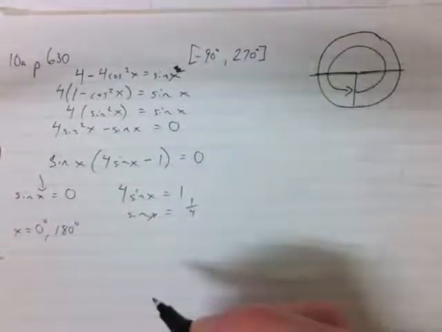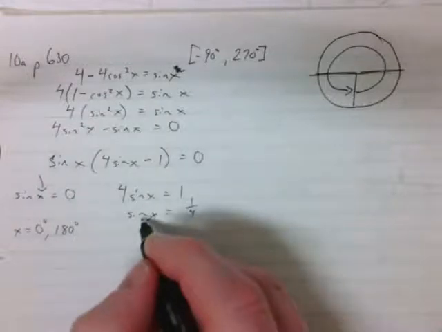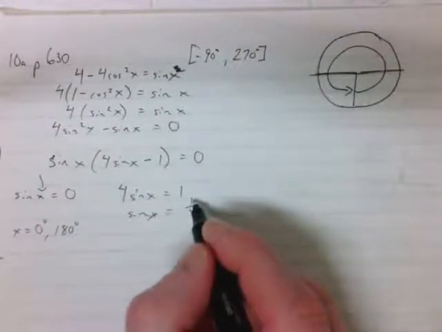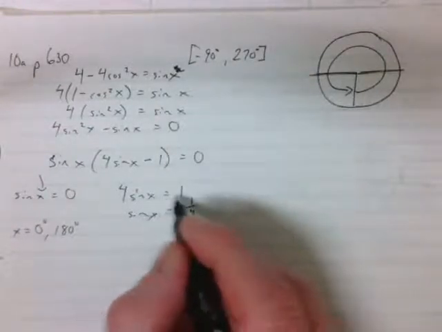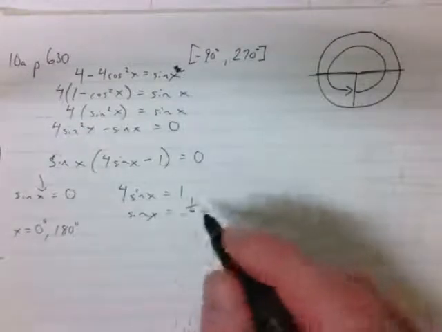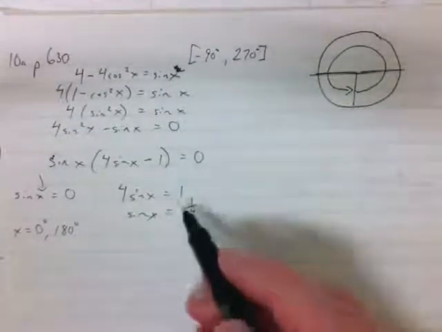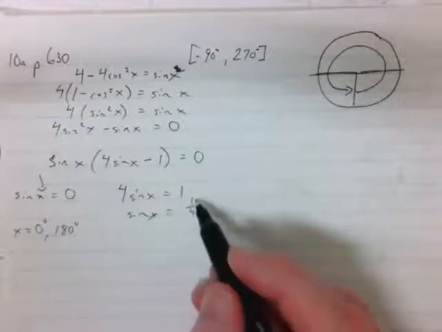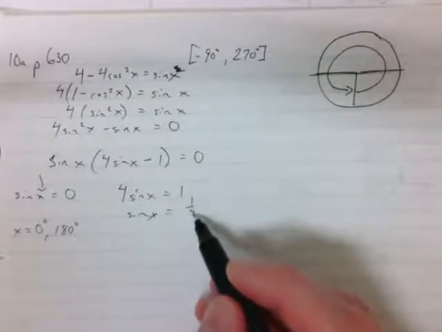With this other one over here, sine of x is a positive number, so it's going to be on the top side. 1 over 4 means the y value is 1.